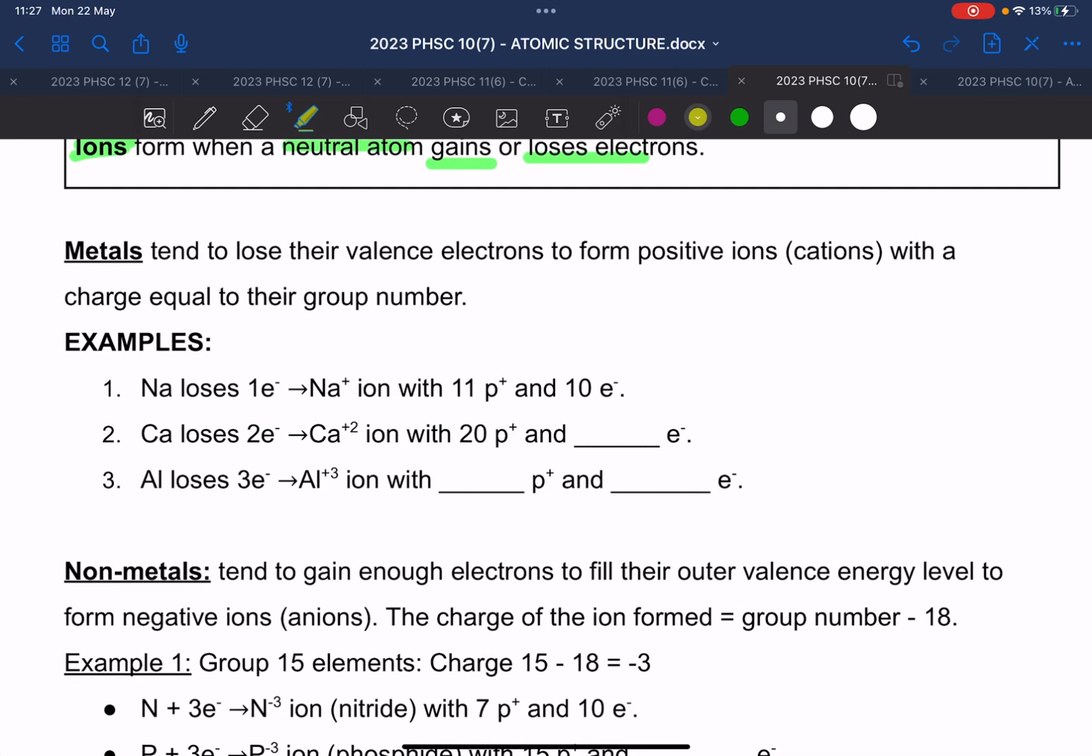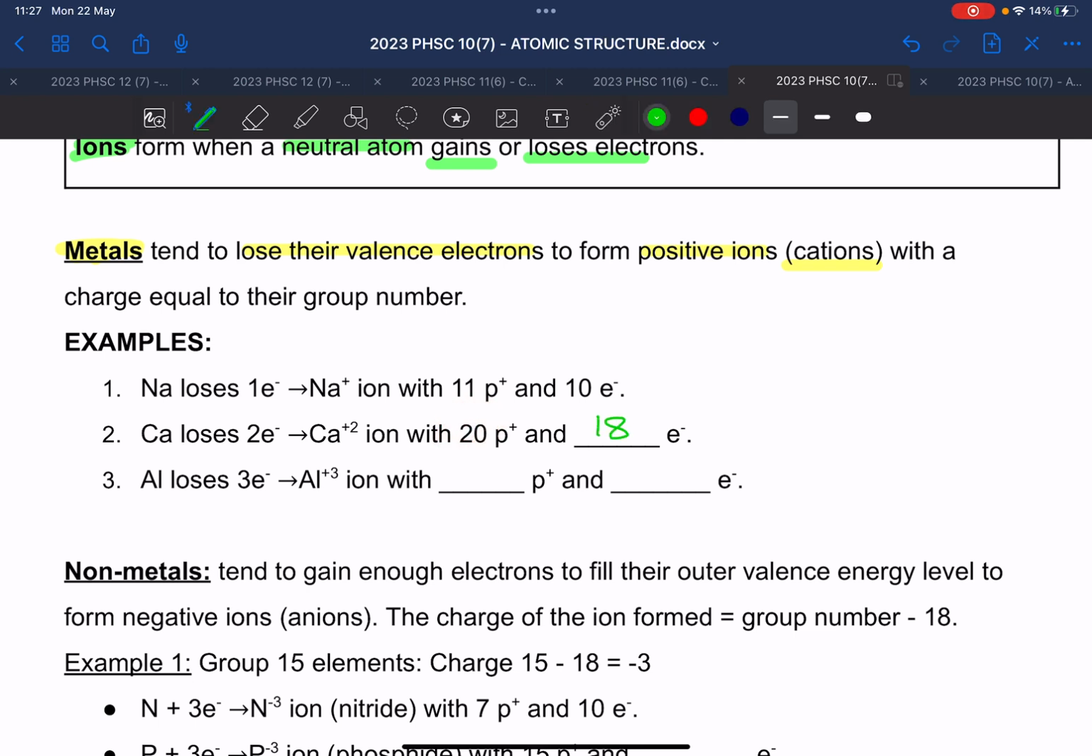Now, metals tend to lose their valence electrons. They tend to give away the outermost electrons to form positive ions or cations with a charge equal to the group number. So if you look at sodium, it is in group 1, so it will lose 1 electron. Okay, so it will now have 11 protons and 10 electrons. If you look at calcium, it's in group 2, so it will lose 2 electrons. Calcium originally had 20 electrons and protons. It loses 2. How many electrons will it have now?